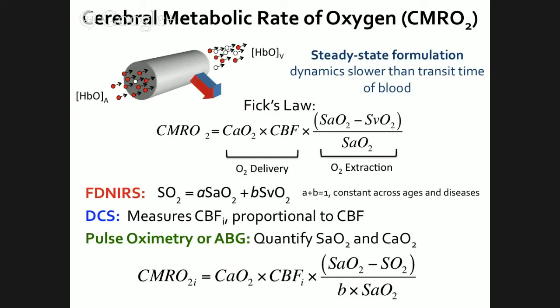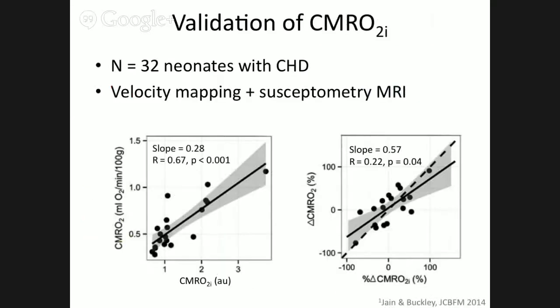And I think it's important to keep in mind that over 90% of ATP production is produced by oxidative metabolism. So CMRO2 really gives us a more complete picture of cellular energetics and tissue health. And I'll go into that a little further later.